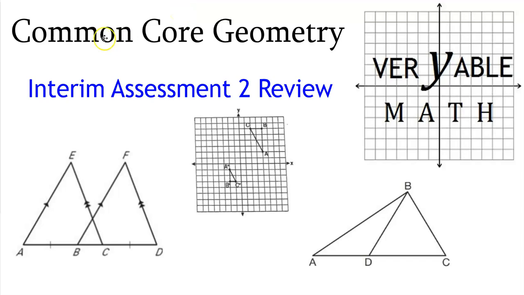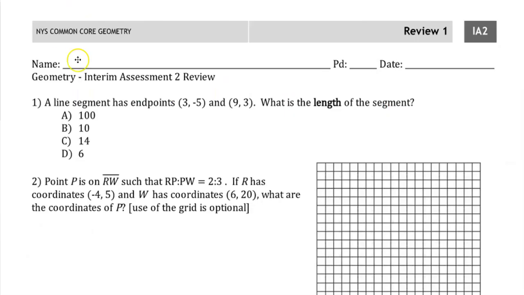Hello students, this is the Common Core Geometry Instrument Assessment 2 review. We're going to be talking about triangles, congruent triangles, and similar triangles. We've got some coordinate proofs in here. Let's get started. Taking a look at question 1, a line segment has endpoints (3, -5) and (9, 3).